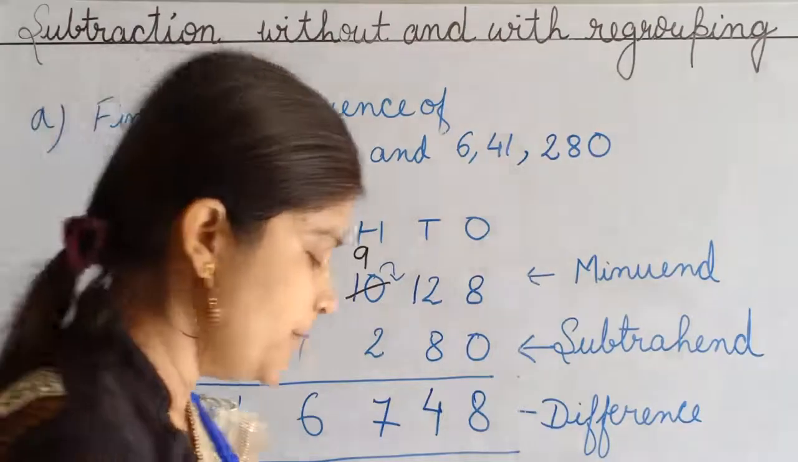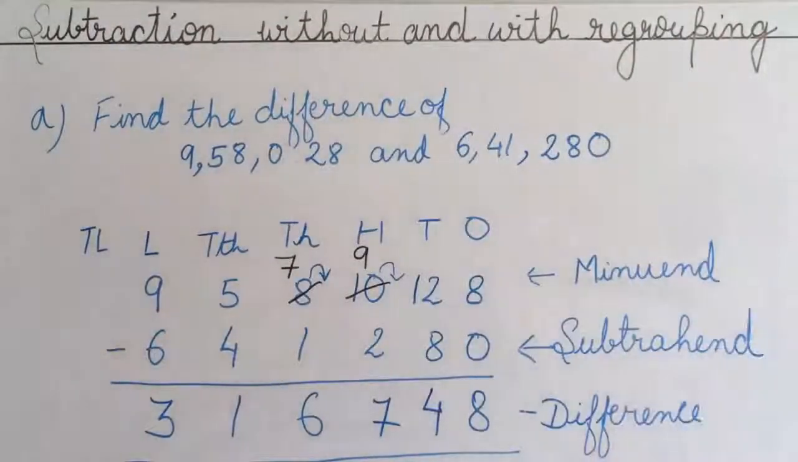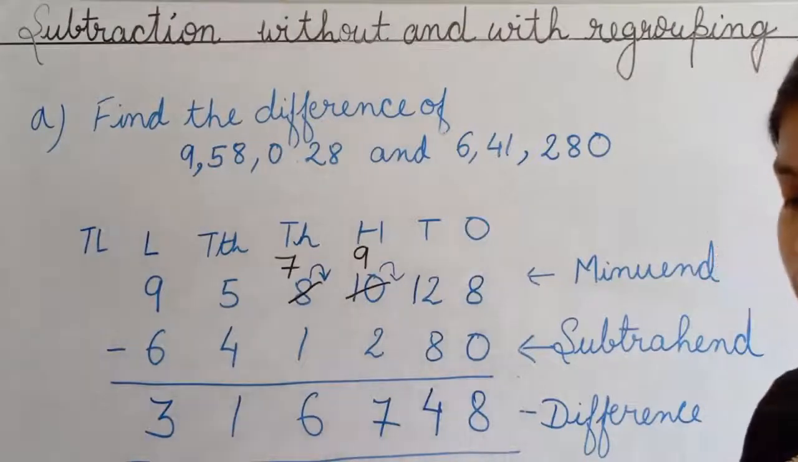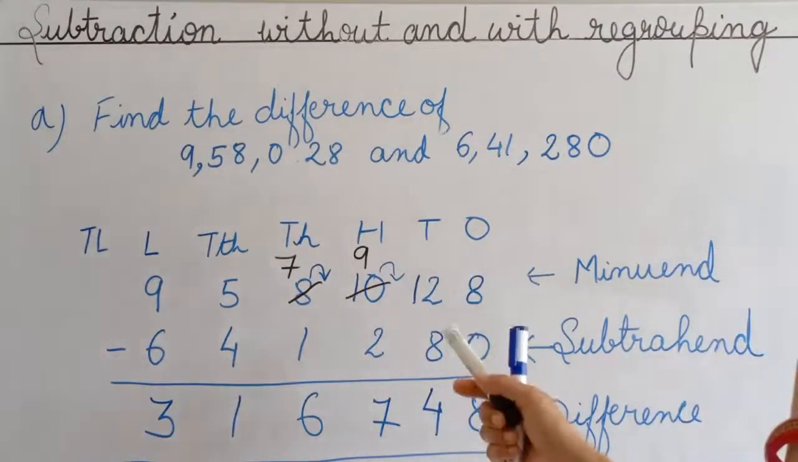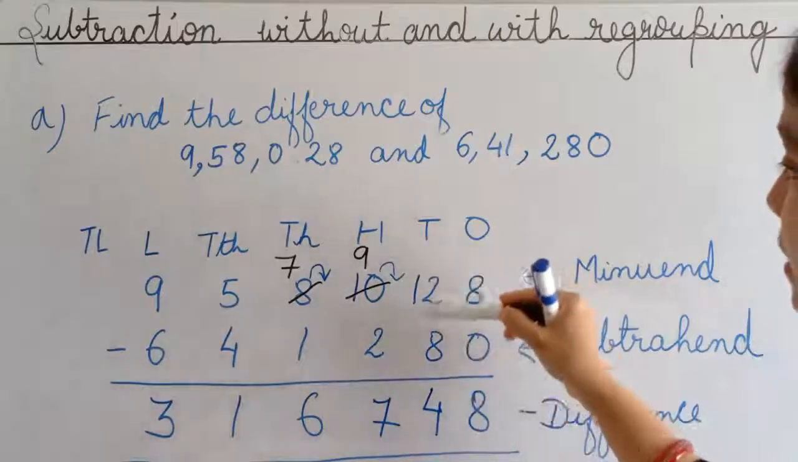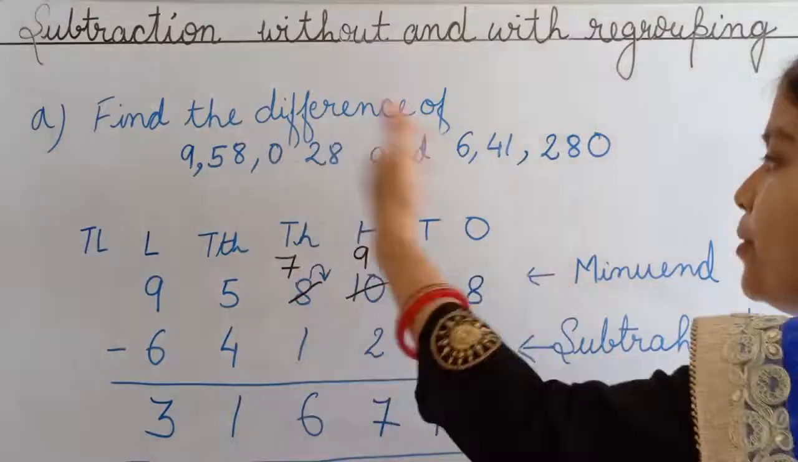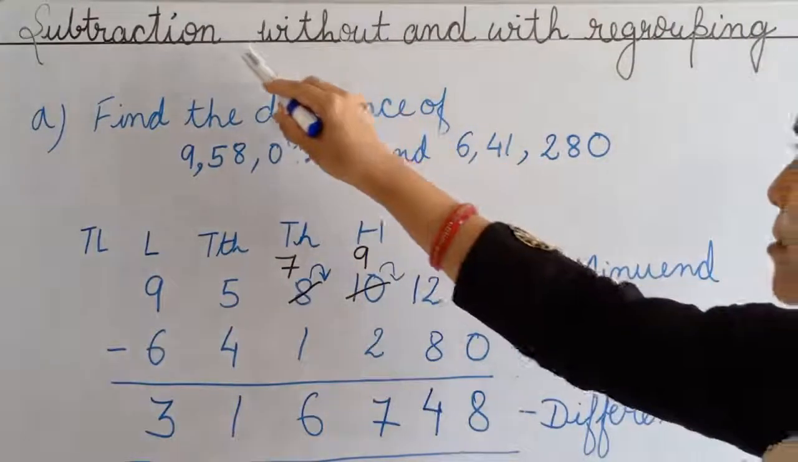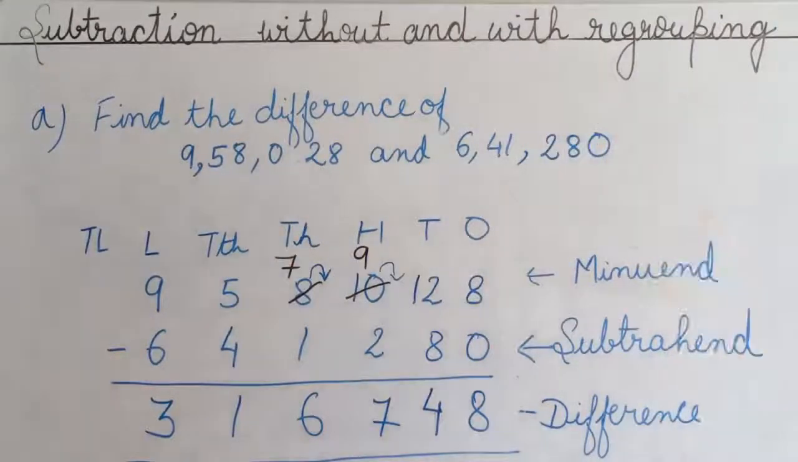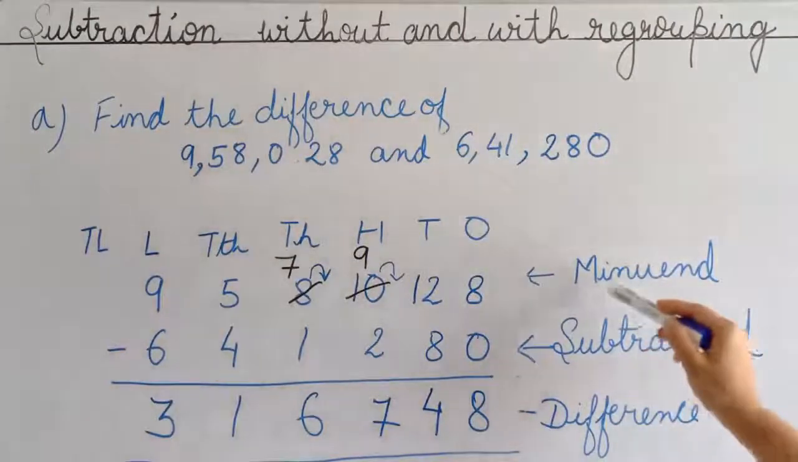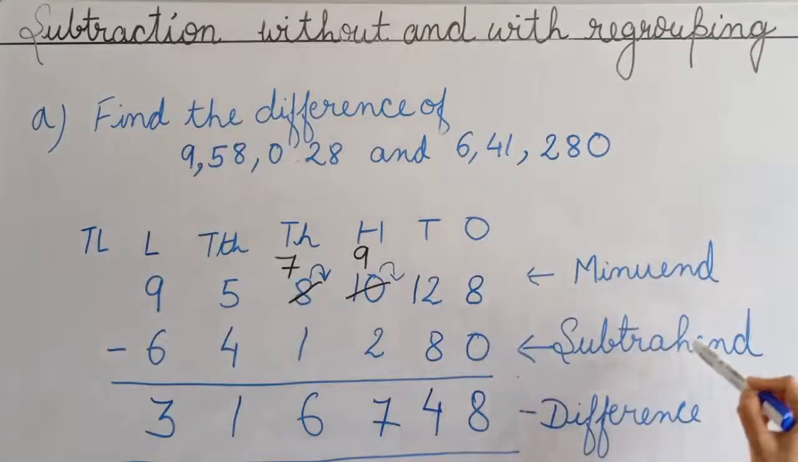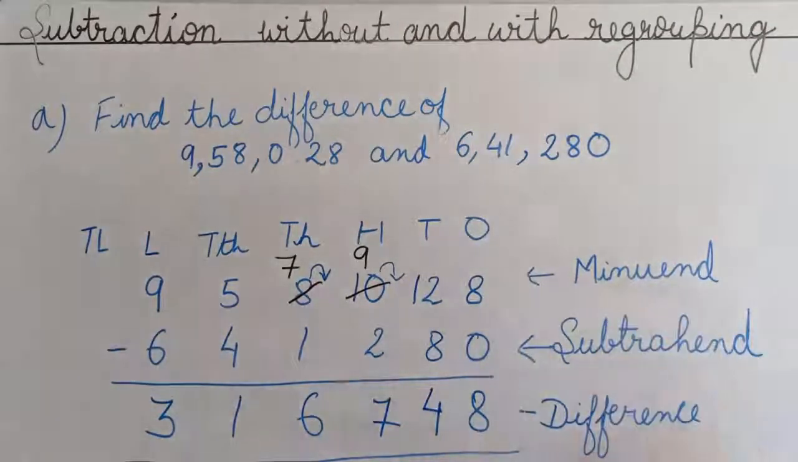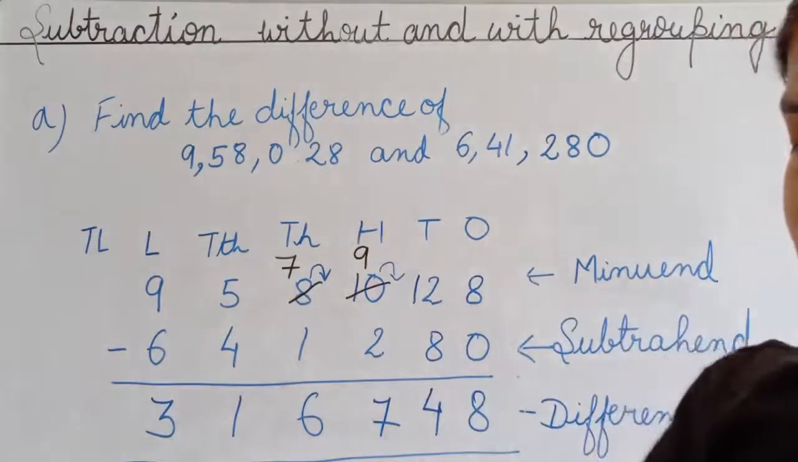So simply what we are doing here, we are borrowing from the next higher place value. When the number we are subtracting is bigger, we borrow from the next higher place value. That is how we do subtraction with regrouping. The bigger number is known as the minuend and the smaller number is known as the subtrahend. And the answer we get after subtracting is known as the difference of these two numbers. Some more examples we can discuss here.